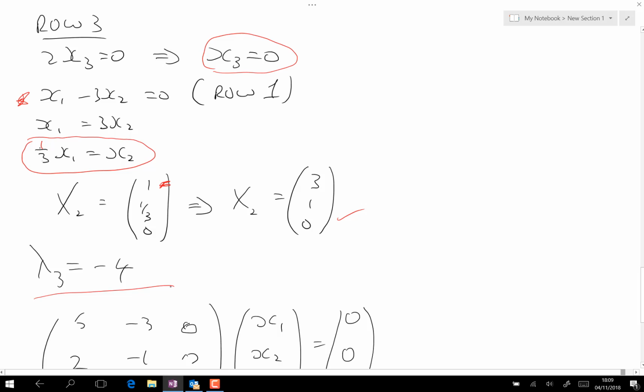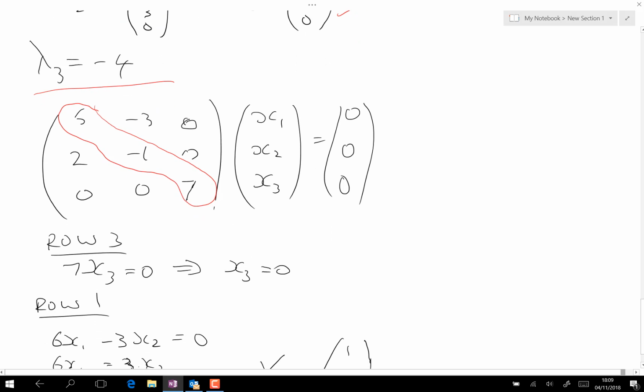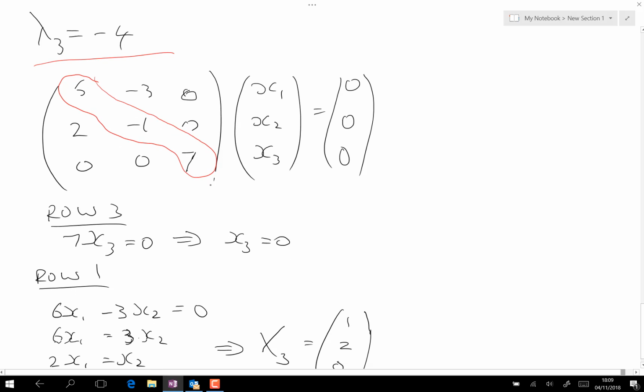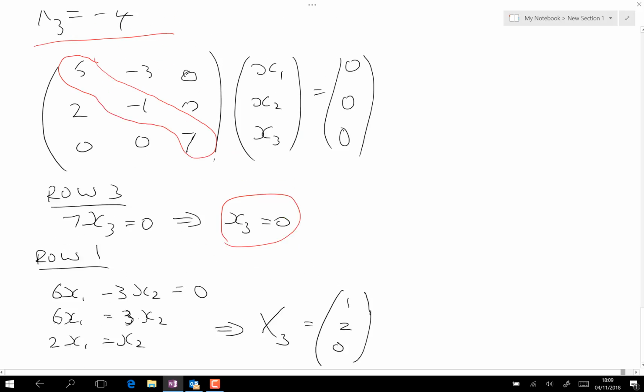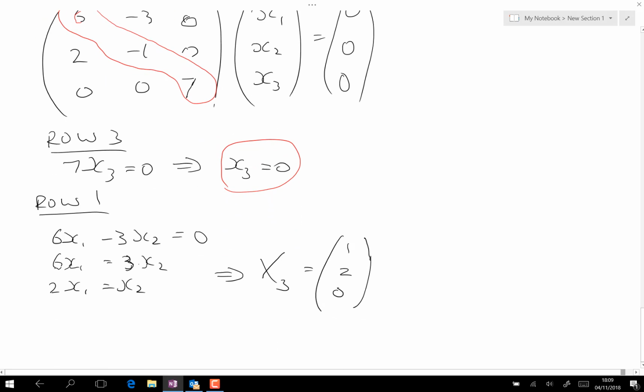In the last case, we have lambda 3 equal to minus 4, and once again, we're going to subtract lambda from that leading diagonal. In this case, of course, it's minus 4, so we add 4. And that's been done in this matrix. So once again we can see from row 3 that 7 lots of x3 would equal 0, so x3 must equal 0. If we have a quick look at row 1 and row 2, we can see they share the same relationship. It looks a bit scruffy there, it's meant to be a 6. So we have 6 and minus 3 and 2 and minus 1. Therefore we could pick either row 1 or row 2.